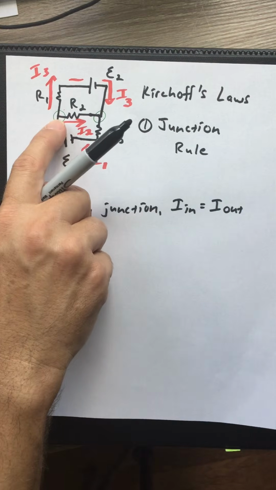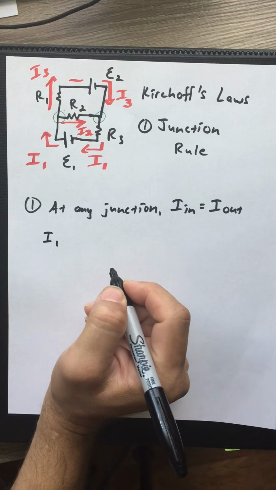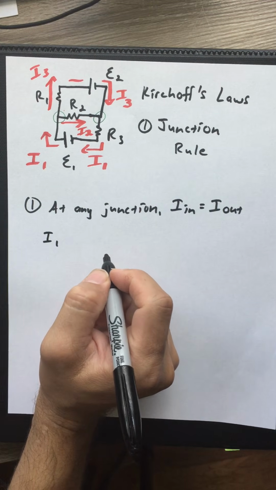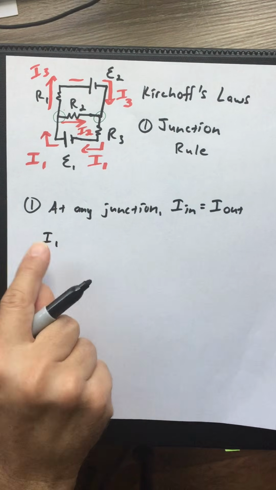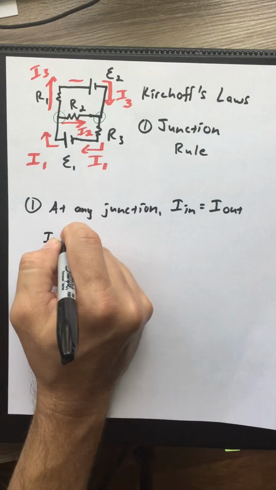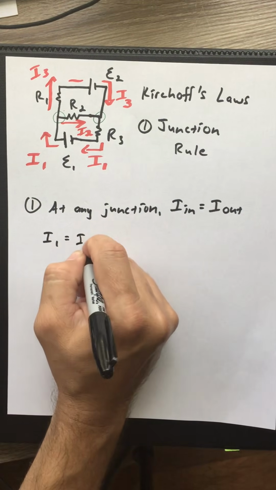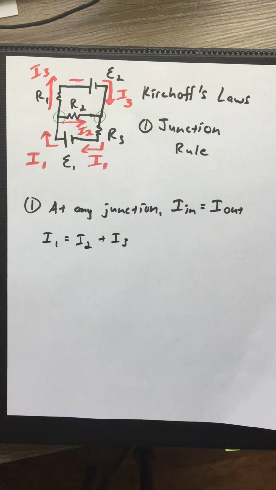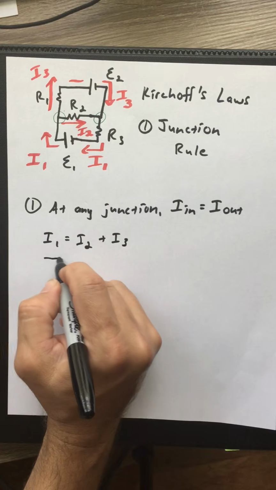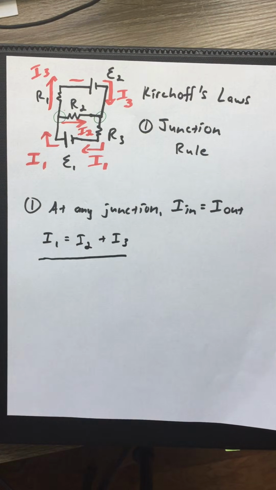So if I just look at this junction, what is flowing in? I1. And that's all that's flowing in, but I do have two things that are flowing out. So what I can say is I in, which in this case is I1, is equal to I out, which as I've drawn it is I2 plus I3. And there is one equation that I can use to solve this system. I've derived a relationship between the currents flowing there.